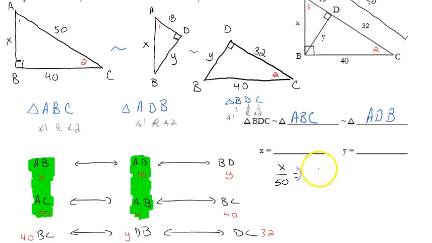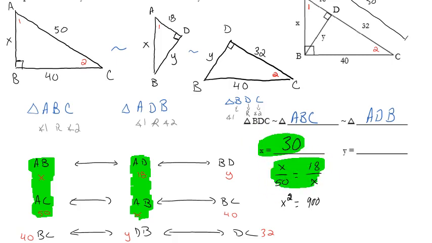X over 50 equals 18 over X. Cross multiply and solve. X squared equals 50 times 18, which is 900. Square root both sides, and X is 30. So I'm finding X by setting up those proportions.